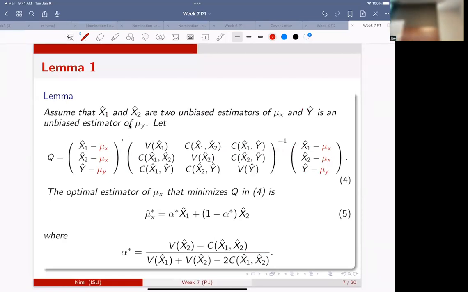Okay, so let's simplify the problem and suppose this is our problem. This is more like a general setup. The idea is, I have two parameters and three estimators. Something like this.